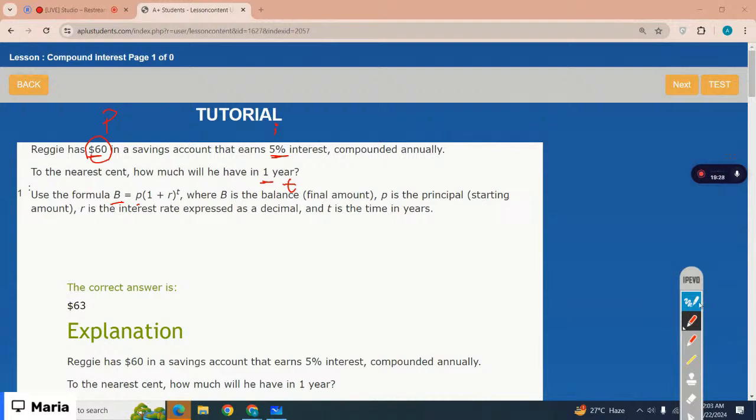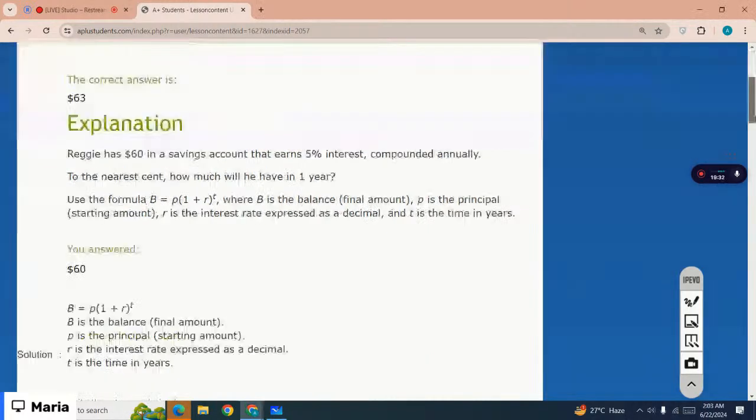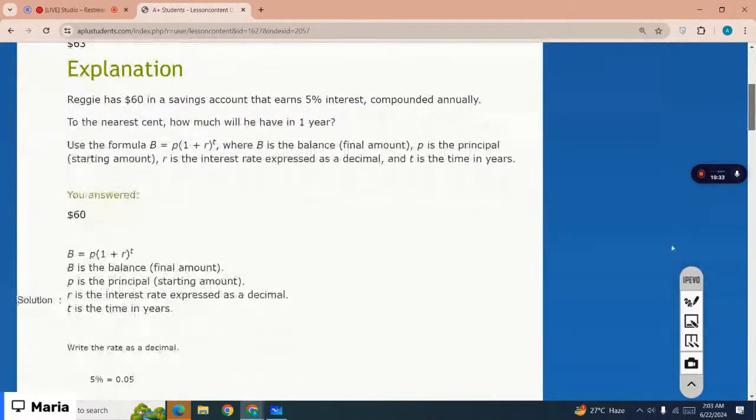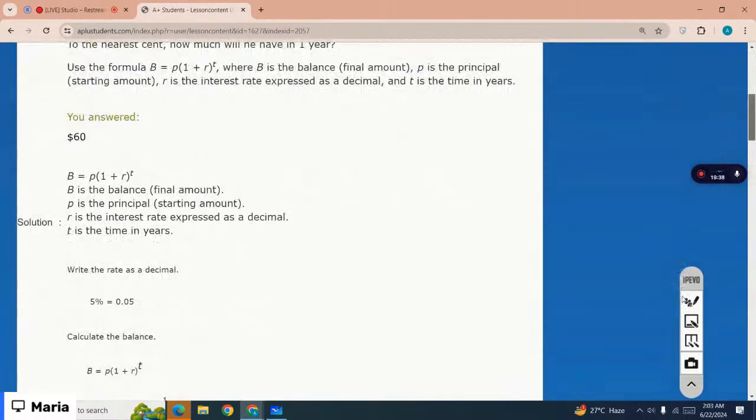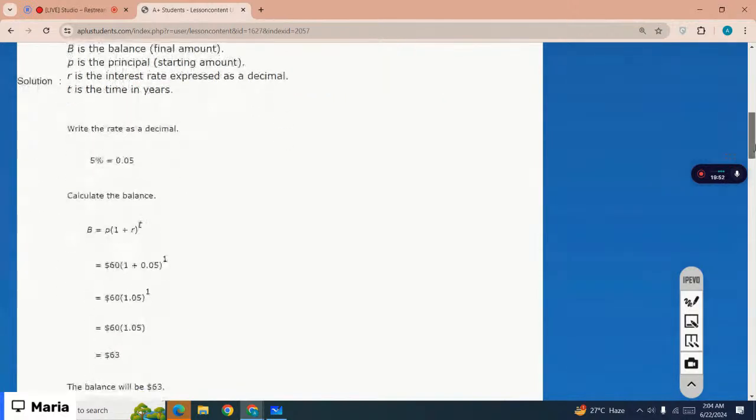You need to substitute the values in the formula. B is the final amount after 1 year. P is the principal amount, the starting amount, that is $60. R is the interest rate and T is the time. So the interest rate is 5%; 5 divided by 100 is 0.05. And time is 1 year because that's compounded annually. Annually means after 1 year.